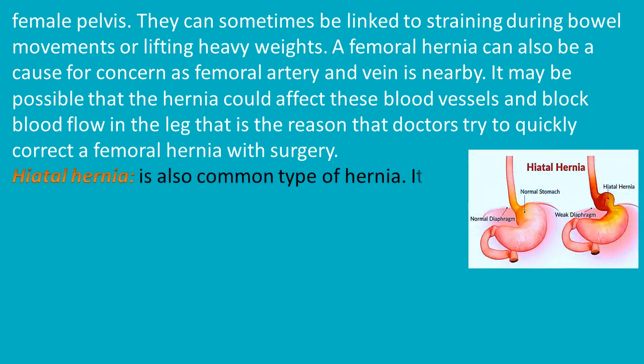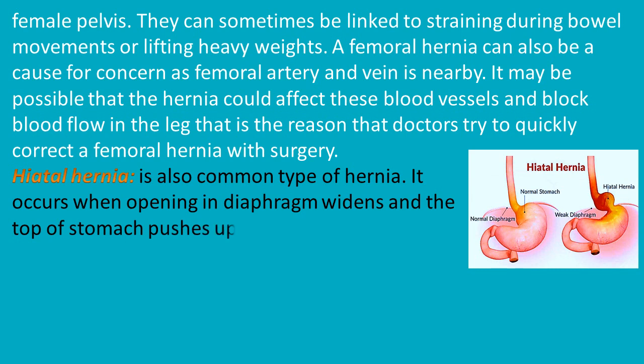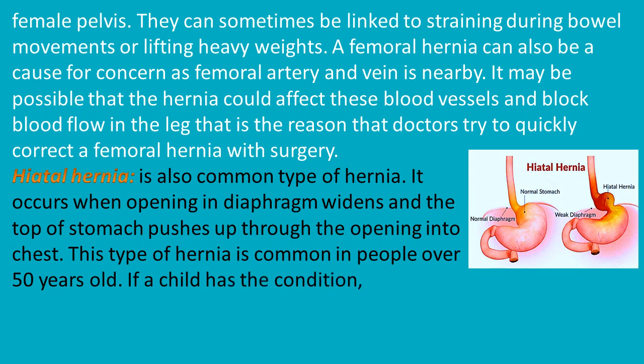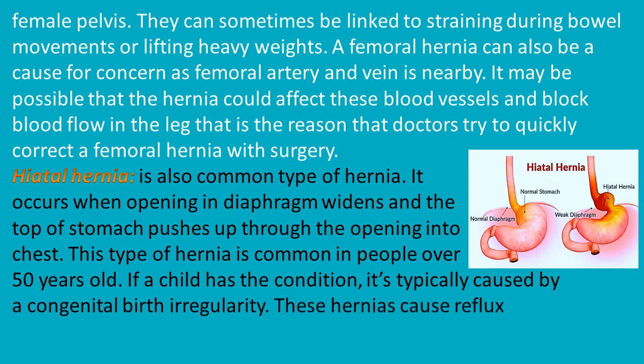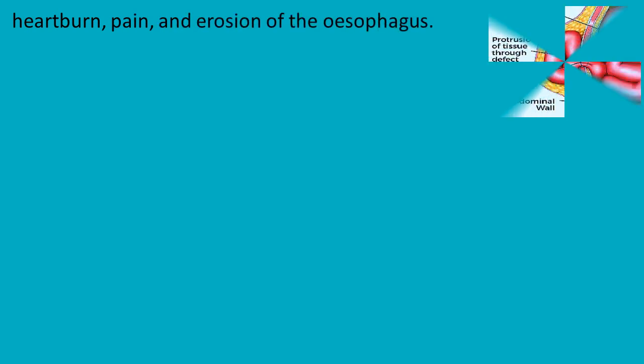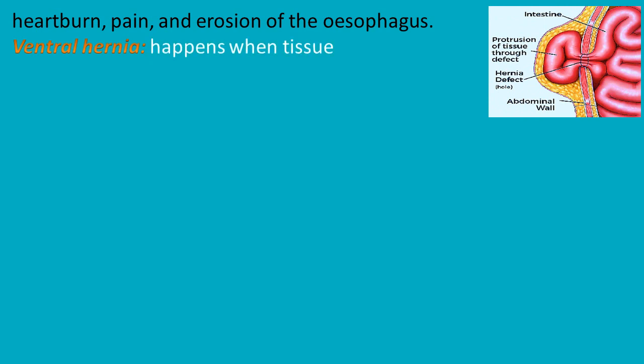It occurs when the opening in the diaphragm widens and the top of the stomach pushes up through the opening into the chest. This type of hernia is common in people over 50 years old. If a child has the condition, it's typically caused by a congenital birth irregularity. These hernias cause reflux of acid, GERD, from the stomach into the esophagus, which can lead to heartburn, pain, and erosion of the esophagus.